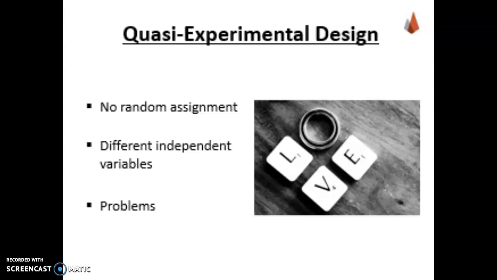Some problems with quasi-experimental designs. Groups that are already predetermined, such as married, in love versus single, dog lovers versus cat lovers, man versus woman, may be fundamentally different in some ways, which adds a confounding variable. Remember, that is a third variable that we are not really studying that can mess up our study results.